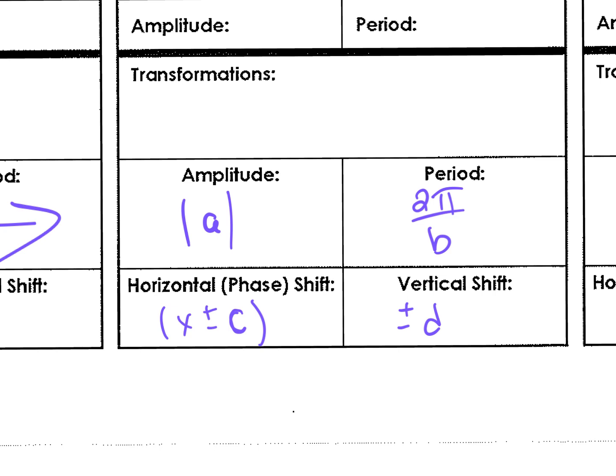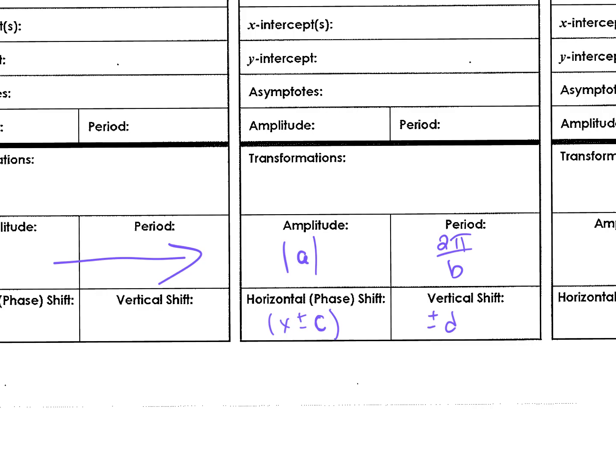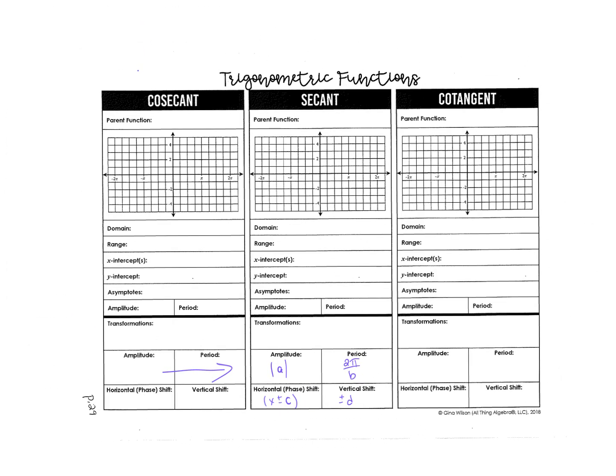Yes, Christopher. Is the horizontal and vertical phase shift the same for cosecant as well? Yes, it's going to be the same for all of those. So I'm just putting it in one place because we don't need to write all of that down.